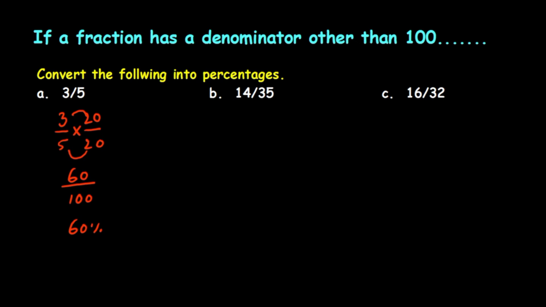Okay, and we have another model for this, that is the best model. For 3 by 5, multiply by 100 and try to cancel it. 5 ones and 5 twenties will cancel. Now 3 twenties are 60, so this is 60%. So this is method 2.